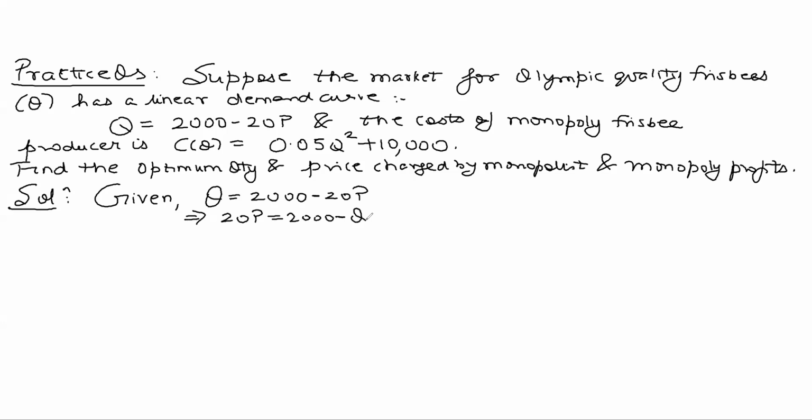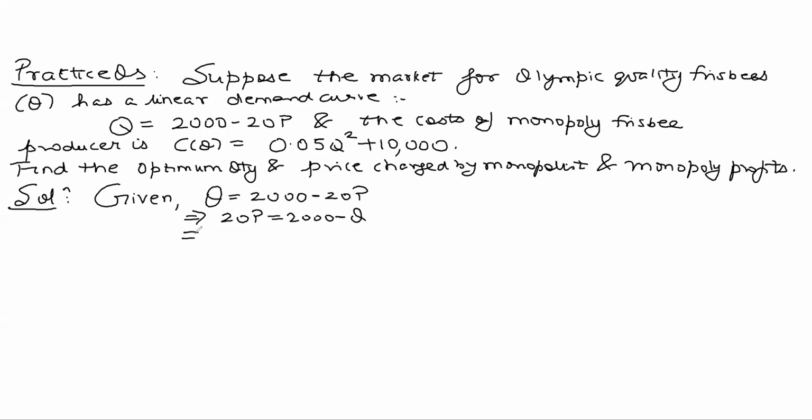Because when I started the lecture on monopoly, we discussed that a monopoly has control either over price or over quantity, not both. And in this chapter, we assume that the monopolist will choose quantity, and based on that, the price will be decided, given by the demand curve. So we are deciding upon the quantity, so we are converting everything in terms of quantity first.